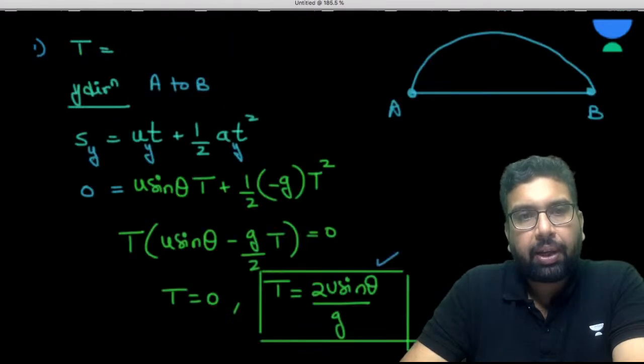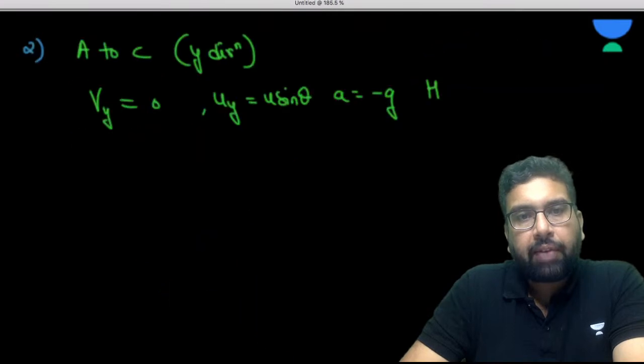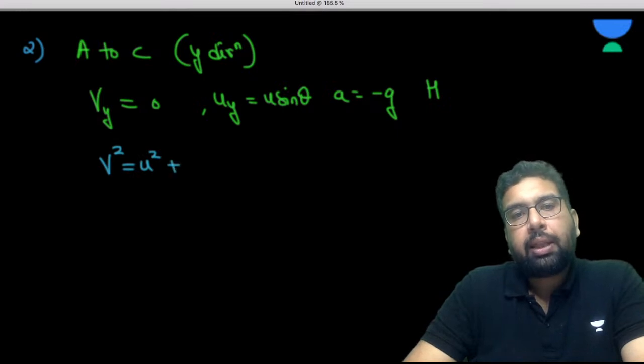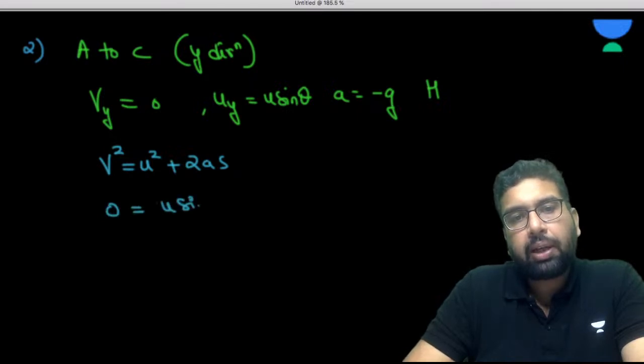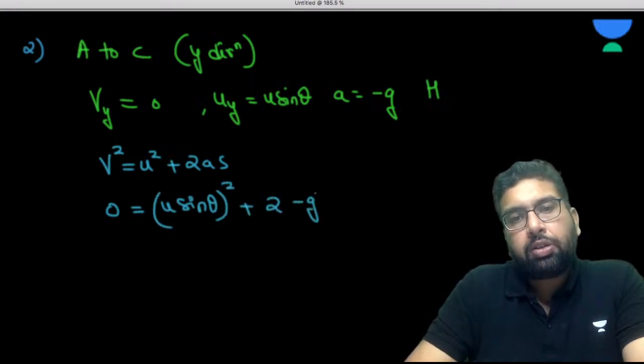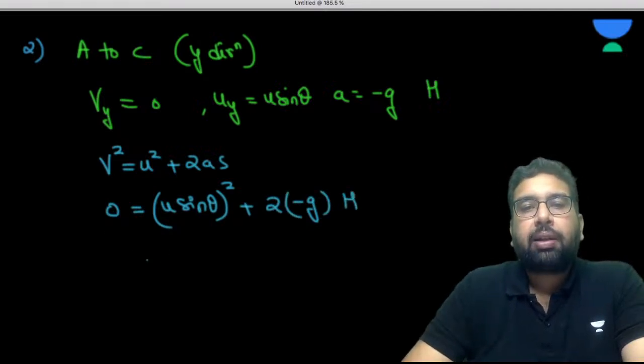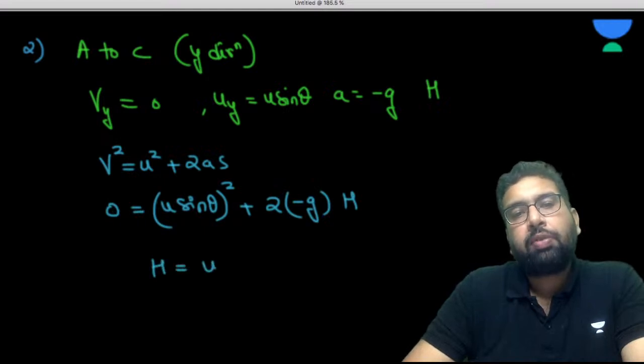So if I apply the motion between A to C, can we say v square is equal to u square plus 2as? Can we say so? Okay. Now I am applying in the y direction. So vy is equal to 0, u square is equal to (u sine theta) whole square plus 2 into minus g, and this is the maximum height, that is h, right? That is the maximum height, that is h. So from here h will become u square sine square theta upon 2g.